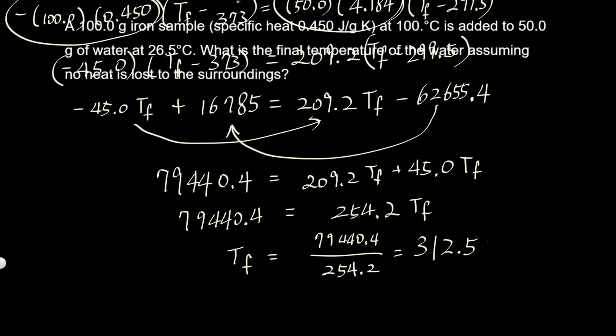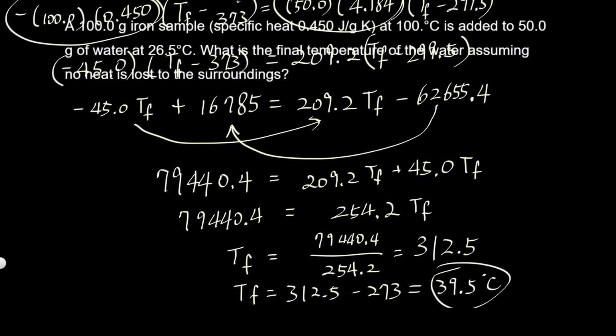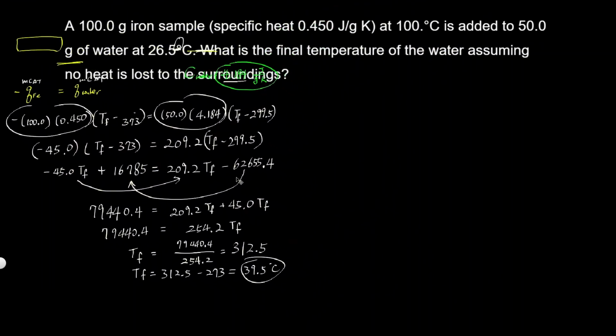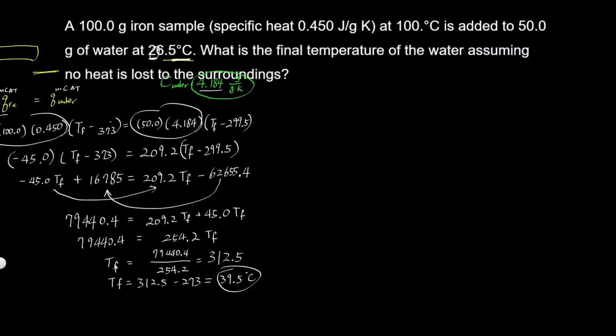And this is in kelvins, so I need to subtract 273 from 312.5. I'm going to have it in Celsius. It's going to be 39.5 degrees Celsius. So let me make it smaller now. So that would be the final temperature of the water, which is 39.5 degrees Celsius.